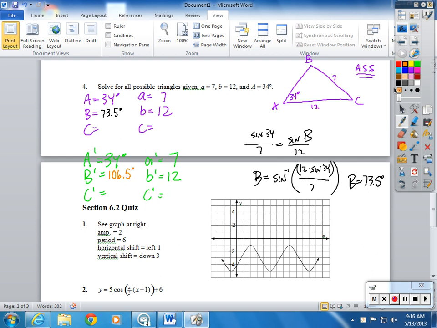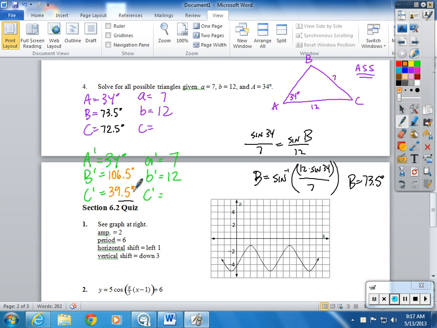So back here to my original 73.5, plus 34 degrees, and subtracting that from 180, ends up giving me 72.5 degrees for my third angle. That's the triangle angle sum theorem. Down here, finding that third angle, I'll add these two together. So 106.5 plus 34, and then subtract that from 180. Gives me 39.5 for that missing angle.